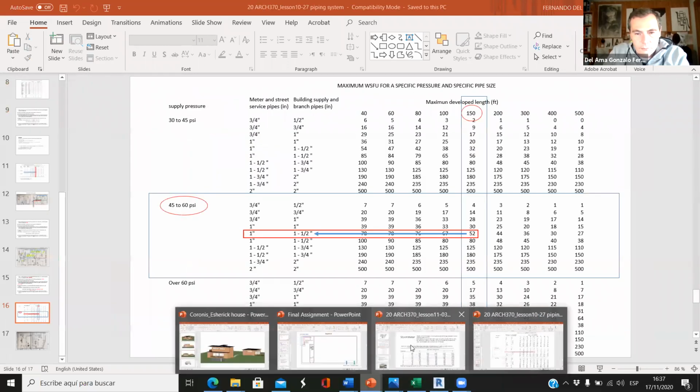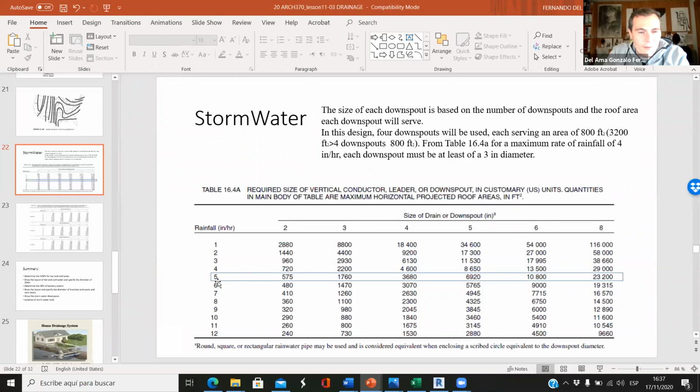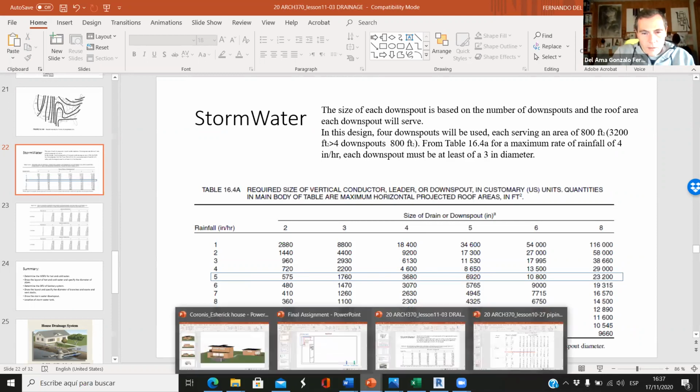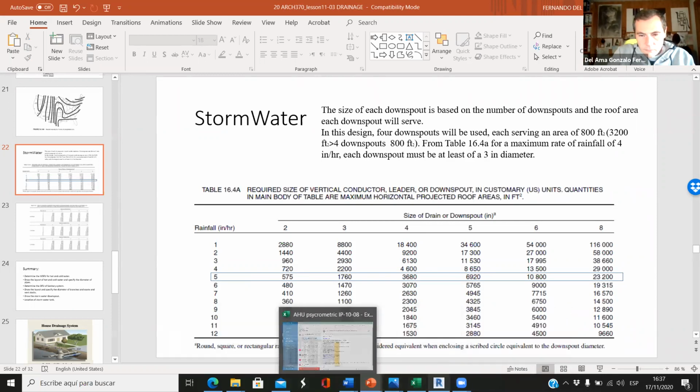So with this, if you want to be on the safe side, make it 4. It doesn't make any difference, but make it 4 and you will be on the safe side. What else?